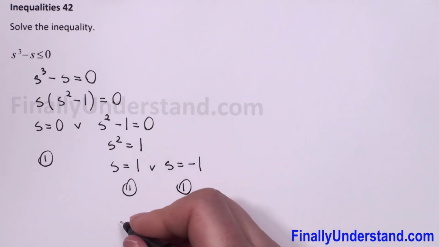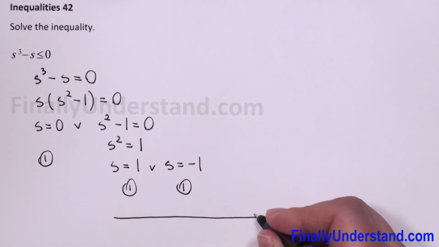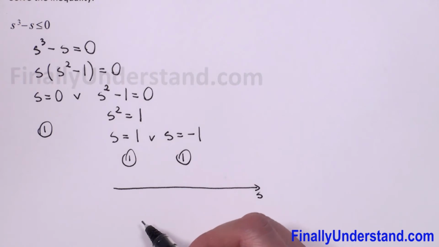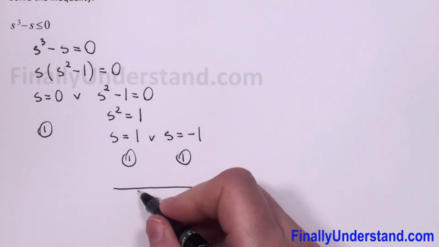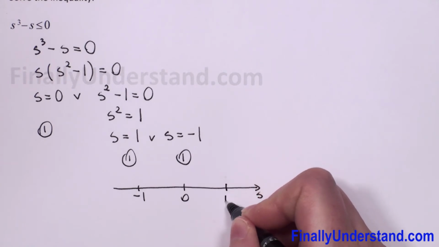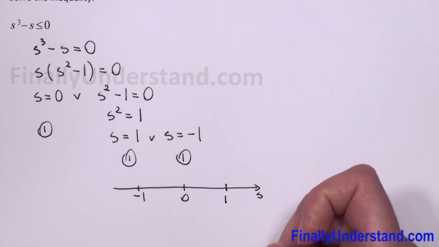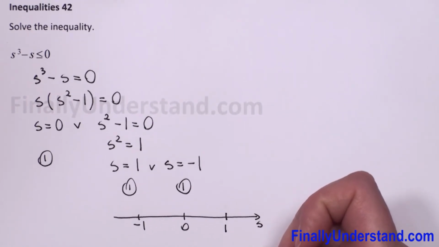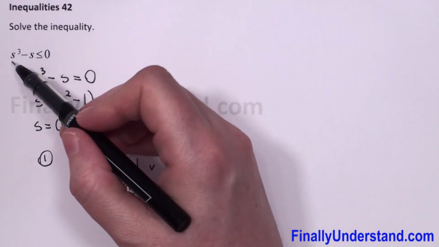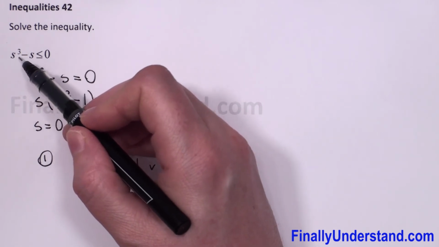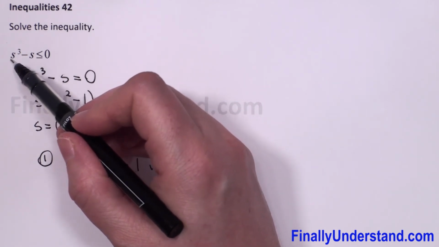So next we have to draw number line s and place our roots. We have -1, 0 and 1. Next we have to check the sign of the coefficient of our variable s with the highest power, s to third power, which is positive.